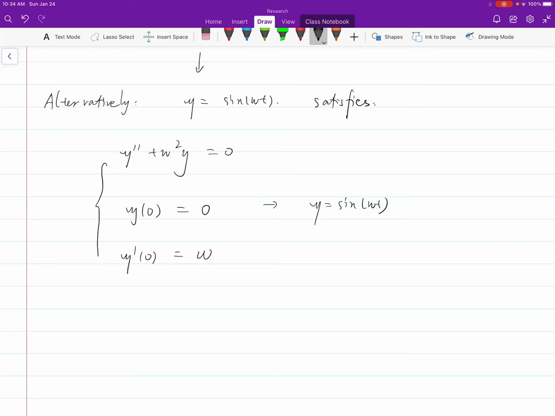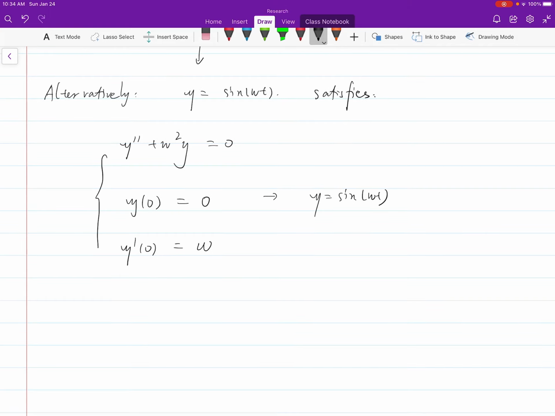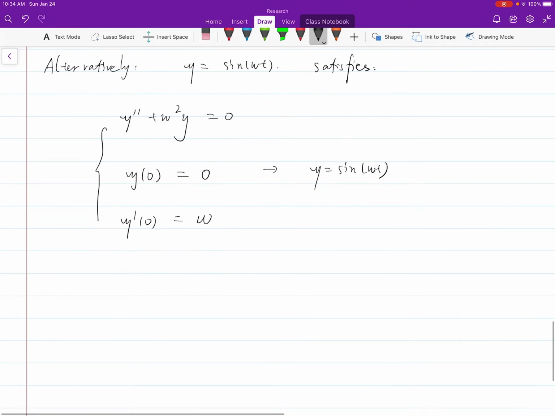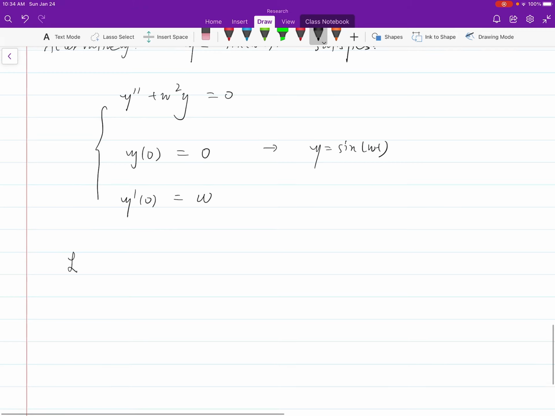Why? Because we have an initial value problem, so we don't have C1, we don't have C2, we don't have cosine omega t, since we already give you all the initial values you need, so your answer is unique. Okay. So somehow we know this function satisfies this. Therefore, this function, if you take the Laplace transform, should satisfy this.